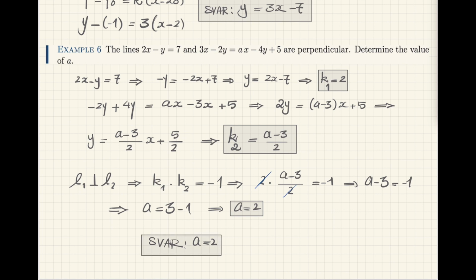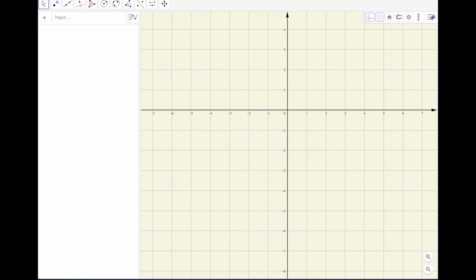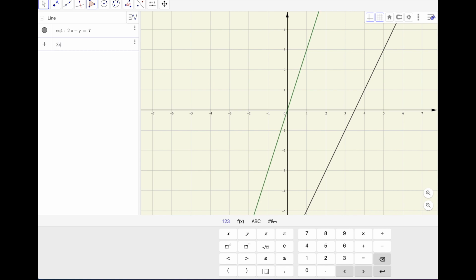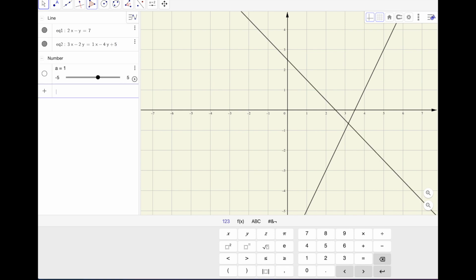Let us check this with GeoGebra to see if GeoGebra is also capable of understanding this. So the first line that here I have is 2x minus y equals to 7. I remember that GeoGebra was able to draw this. Yes, so this is the graph of this one. But of course the graph of the second one, we shouldn't expect GeoGebra to be able to give me a definite line because A is missing there. So let me just type the equation to see what happens. So ax minus 4y plus 5. What I expect is to create a slider, and that's correct.